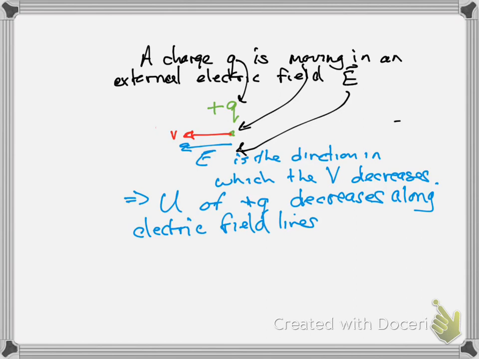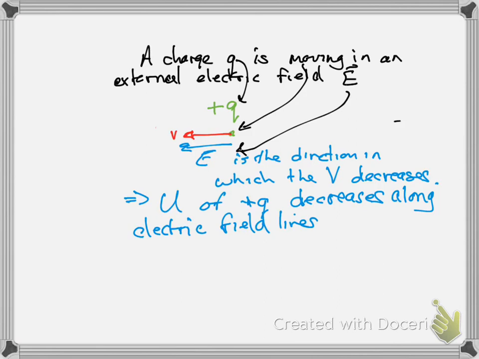Now remember, the potential has nothing to do with the charge plus Q. It only has to do with the field. And so the potential decreases along E. But what happens if I have a negative charge Q? So now let's take a negative charge Q and put it in the same field.